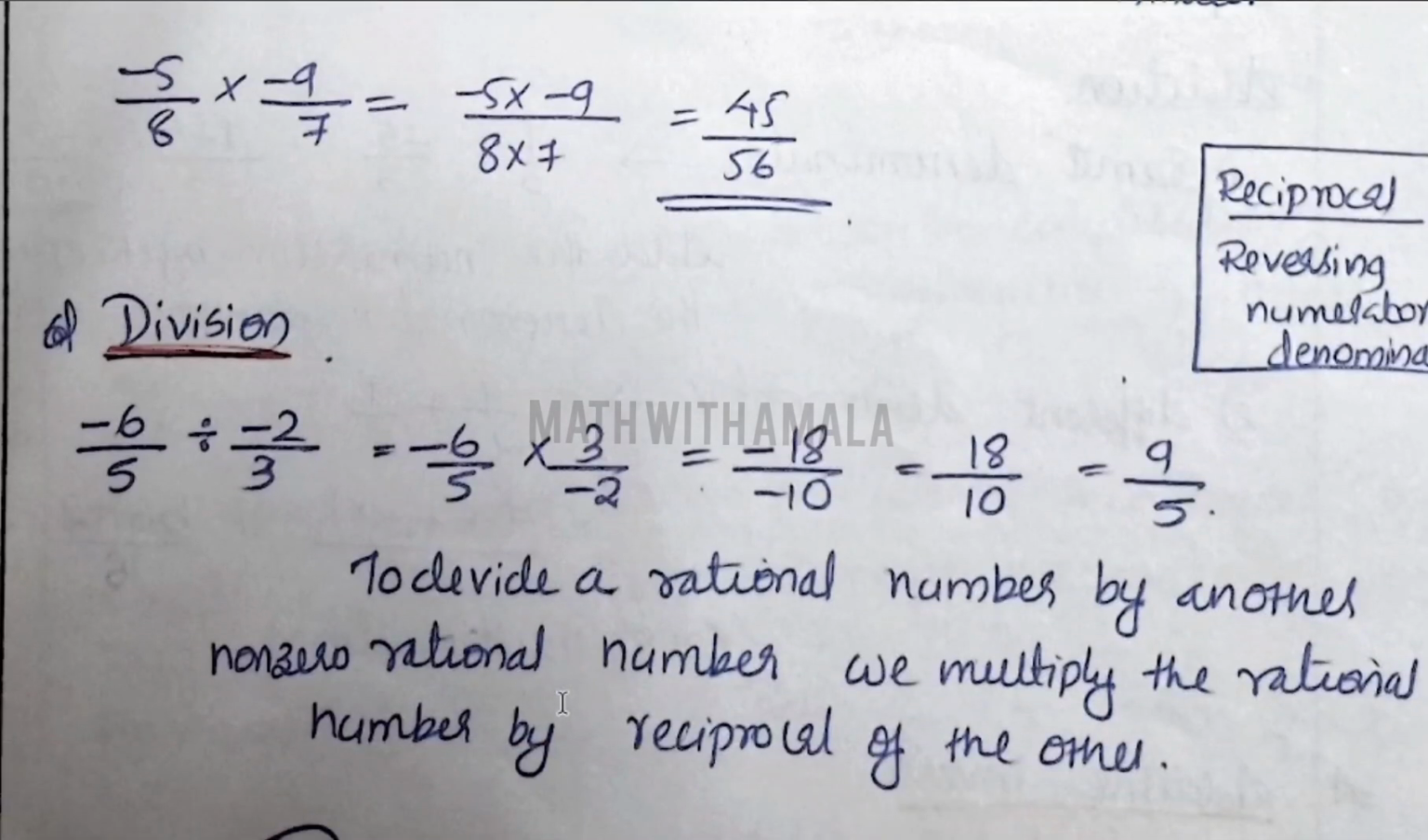In division, you have to find the reciprocal. Reciprocal means reversing the numerator and denominator. Minus 6 by 5 divided by minus 2 by 3 is equal to minus 6 by 5 into 3 by minus 2. That is, after converting a division to multiplication, you can do the normal multiplication procedure. To divide a rational number by another non-zero rational number, we multiply the rational number by the reciprocal of the other.